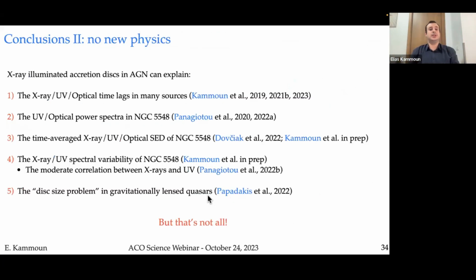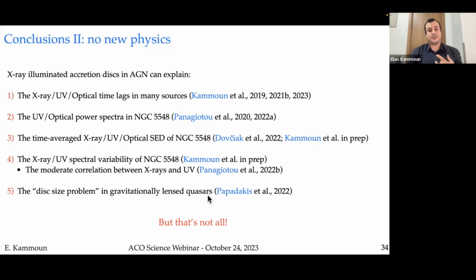So the conclusions, number two, I'm not introducing any new physical model. It's a very simple model, just known physics, just by doing it more carefully, taking all the properties of the system and all the complications of the system into consideration. So assuming these X-ray illuminated accretion disks, we could explain the time lags in many sources. We could explain the UV optical power spectra in NGC 5548, and hopefully we're extending it to more sources.